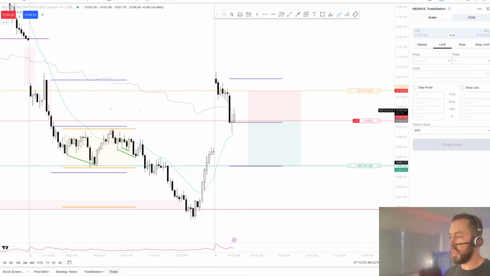I trade one chart and one chart only. That's the S&P 500 futures. Gabriel, we're short. We're short. And we're being patient. Are you guys trading this morning? Or are you just waiting and watching?